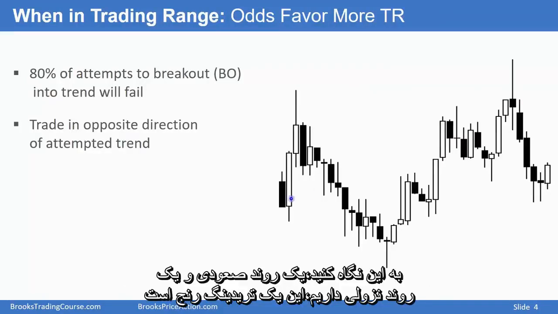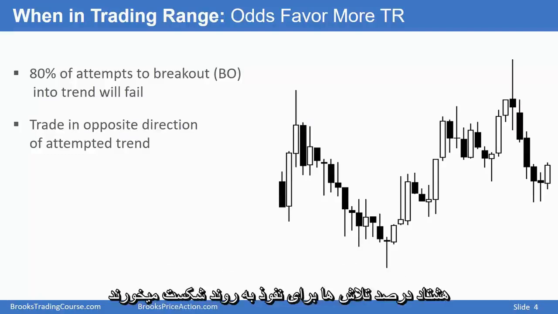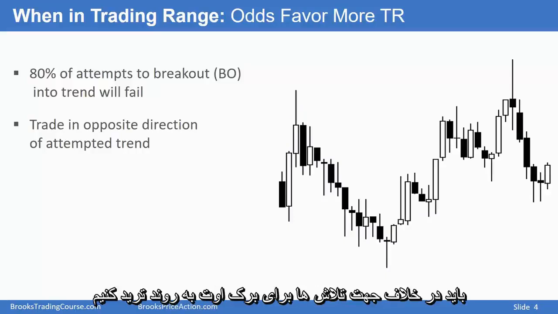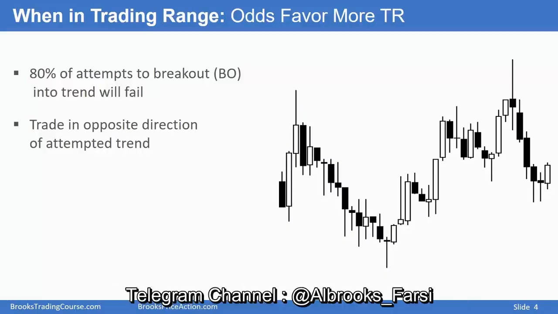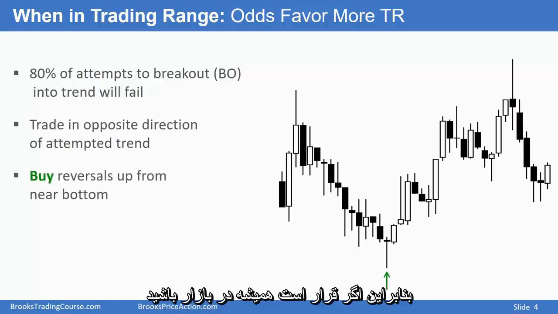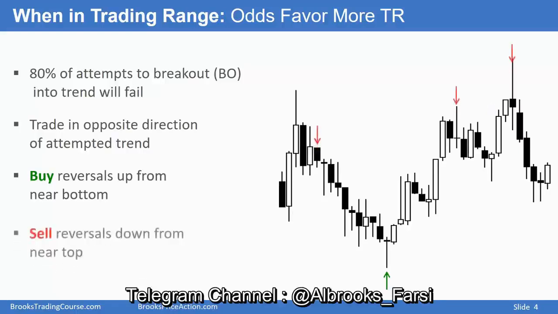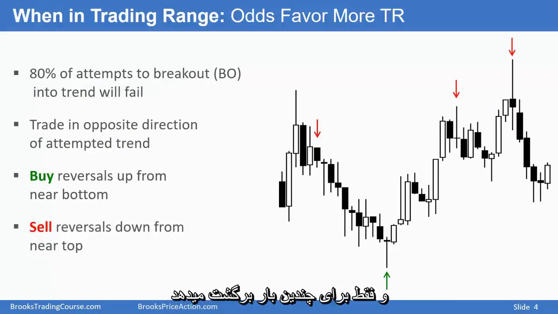Now look at this. We have trends up. We have trends down. This is a trading range. And 80% of attempts to break into a trend fail. You have to be trading in the opposite direction of an attempted trend. So if you always have to be in the market, you want to be buying near the bottom and selling near the top. And you just reverse multiple times.